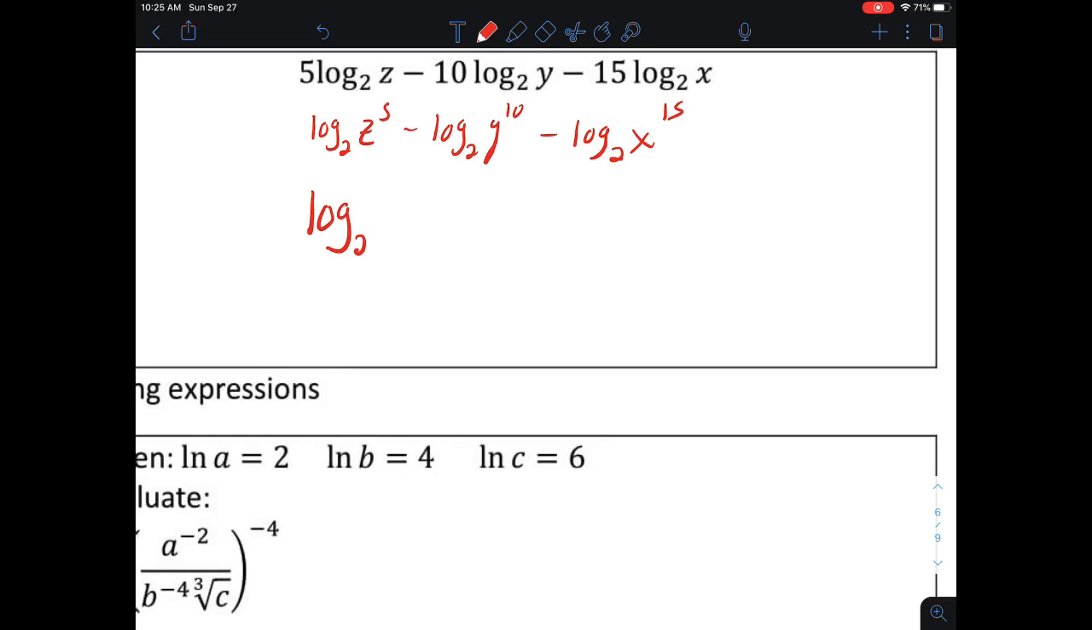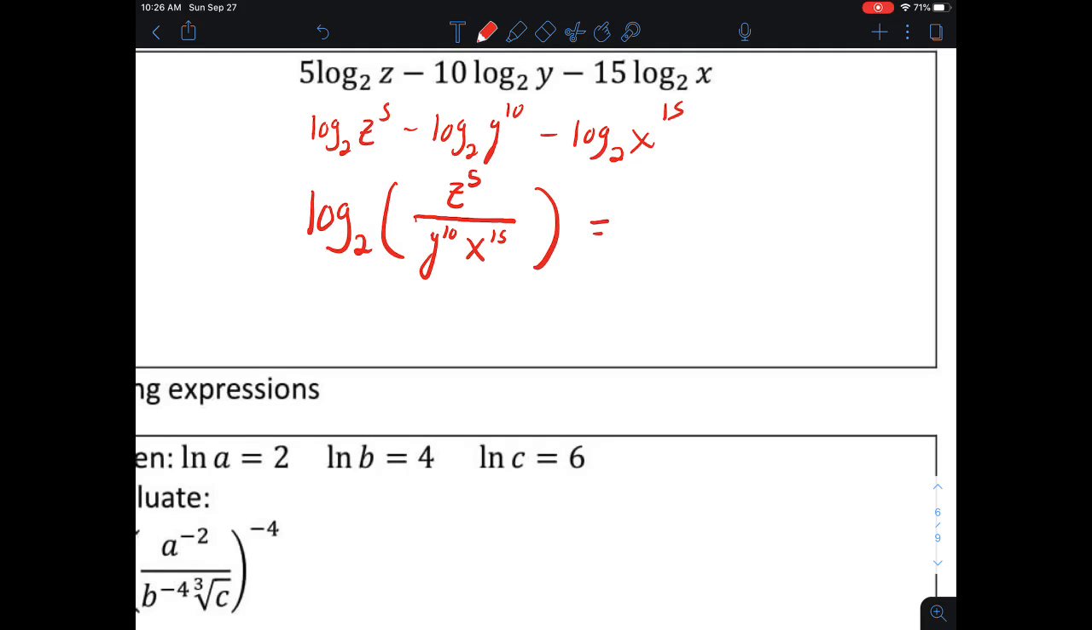Now I'm ready to condense everything inside of one log. So I'd say log base 2 of, inside of here. Now we have two logarithms subtracting, so I know I'm going to have division. Z to the 5th is positive, that log's positive, so z to the 5th is going on the top. I'm subtracting the log base 2 of y to the 10th and x to the 15th, so that means they're both going to be dividing that z to the 5th. So I've condensed it into one log.